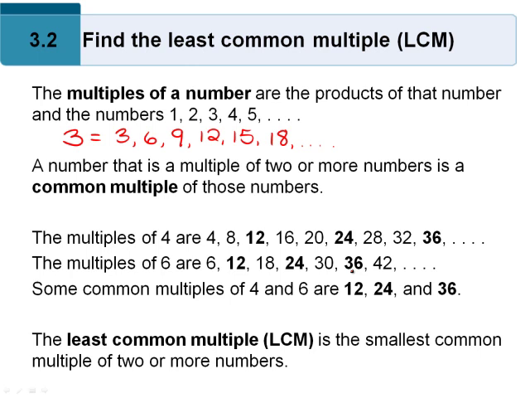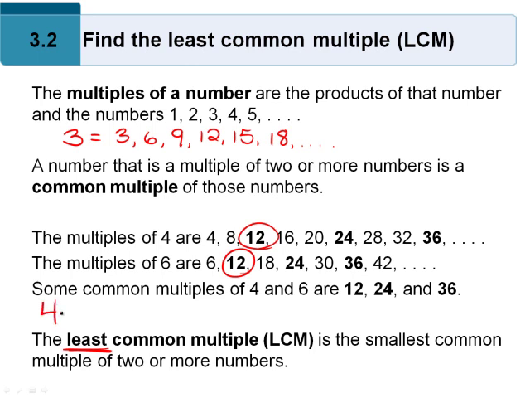Now, what we'll be looking for today is what's called the least common multiple. When you find some multiples of two or more numbers, the least common multiple is the smallest multiple that's common to all those lists of multiples. So if you look back at 4 and 6, the smallest common multiple is 12.